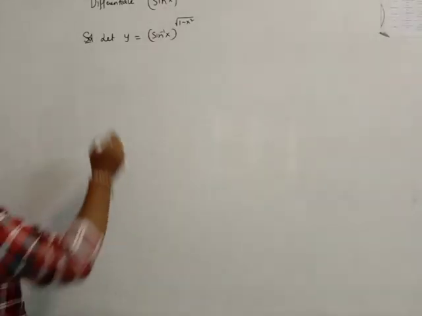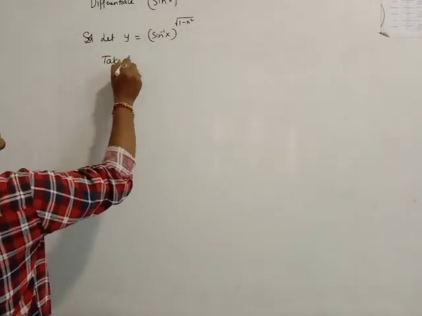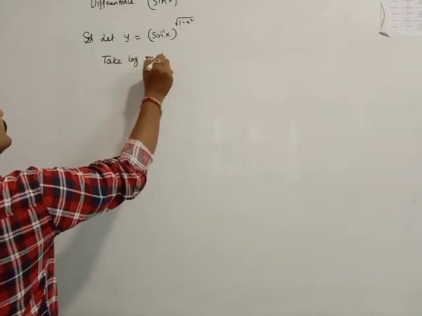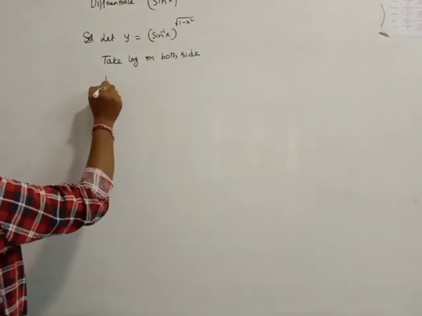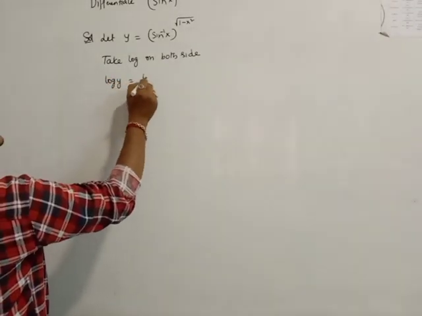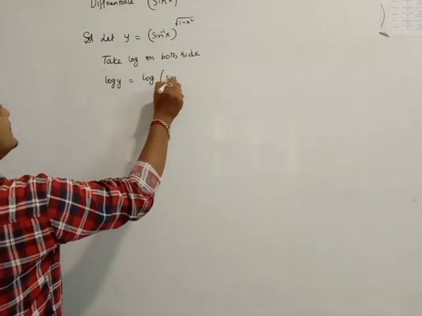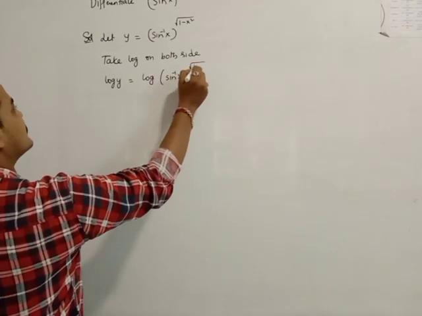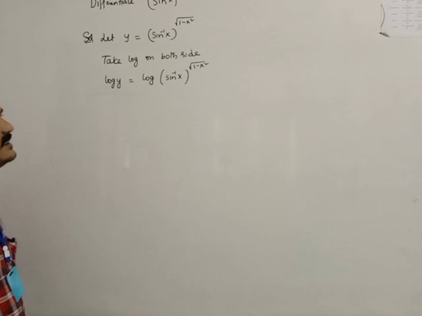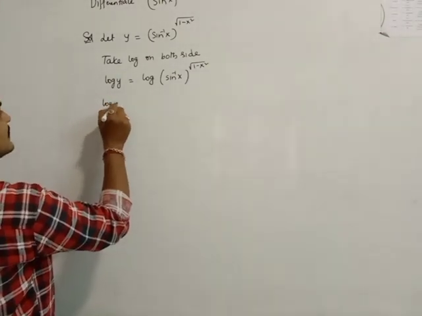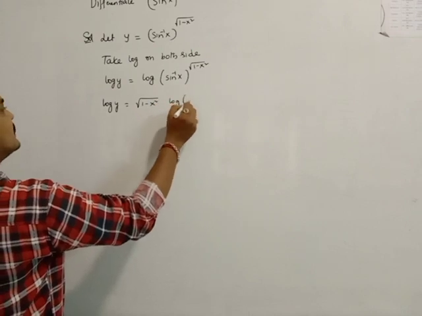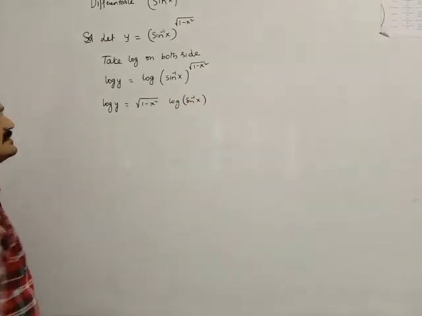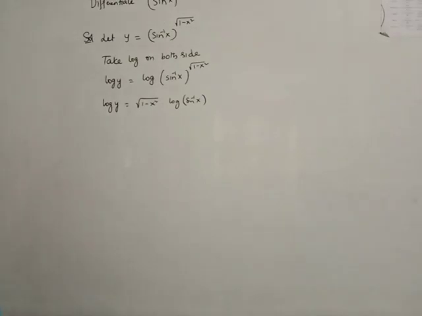Same process you can apply: take logarithm on both sides. Then log y is equal to log of (sin inverse of x) whole to the power of root over 1 minus x square. So it can be written as log y is equal to root over 1 minus x square into log of sin inverse of x.